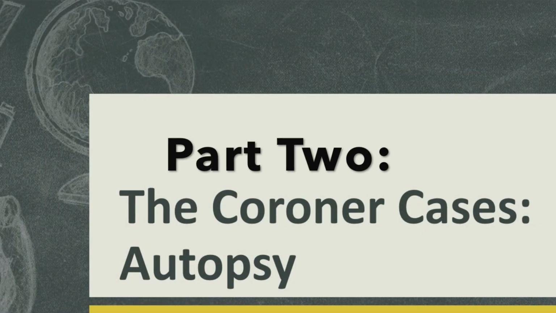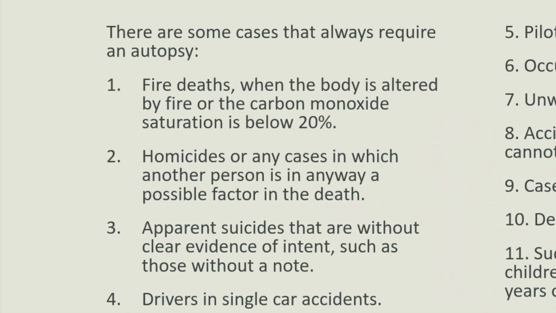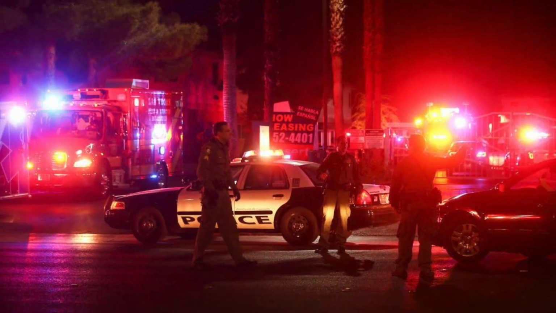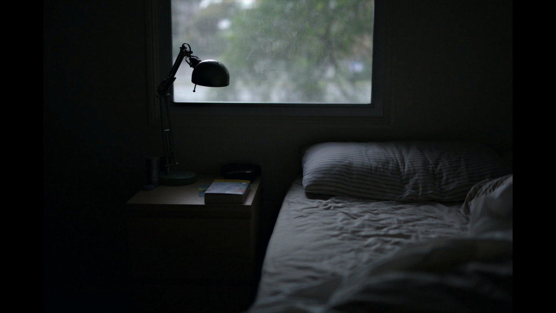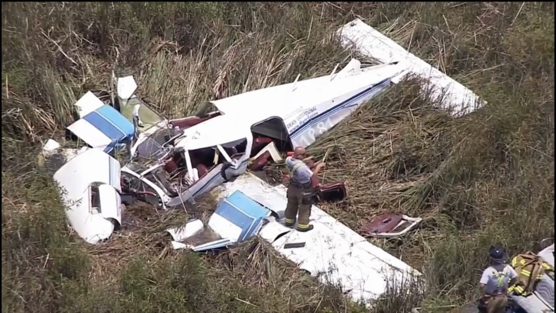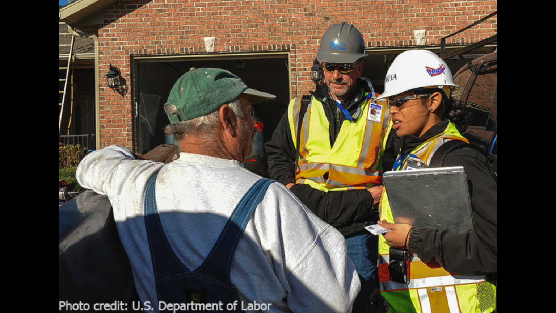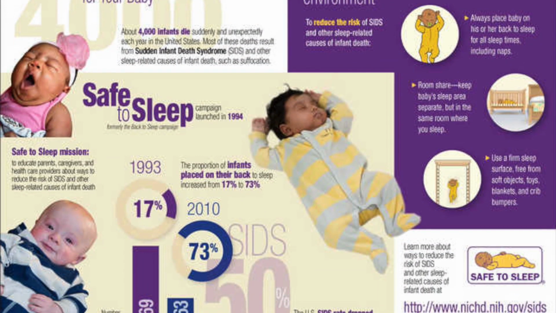Today we are going to cover coroner cases. There are some cases that always require an autopsy: fire deaths, homicides, or any cases in which another person is in any way a possible factor in the death, apparent suicides, drivers in single car accidents, pilots involved in aircraft crashes, occupation-related deaths, unwitnessed accidents, quote-unquote, accidents in which natural disease cannot be ruled out as a factor, cases where civil litigation may evolve, deaths of persons in official custody, sudden unexpected deaths of children, especially if they're under 2 years of age.